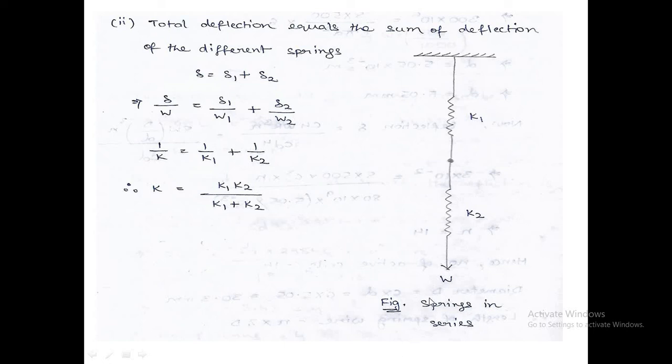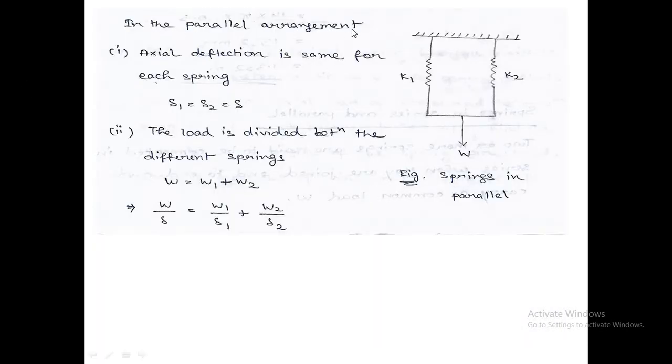So here you can see a figure of springs in series. This k1 and k2 are two different springs, so the connection is in series. Okay, next, in the parallel arrangement, point number 1, the axial deflection is the same for each spring, that is delta 1 equal to delta 2 equal to delta. And number 2, the load is divided between the different springs, that is capital W equal to W1 plus W2. So from here W by delta equals W1 by delta 1 plus W2 by delta 2. So this is the figure of springs in parallel, and k equals K1 plus K2.